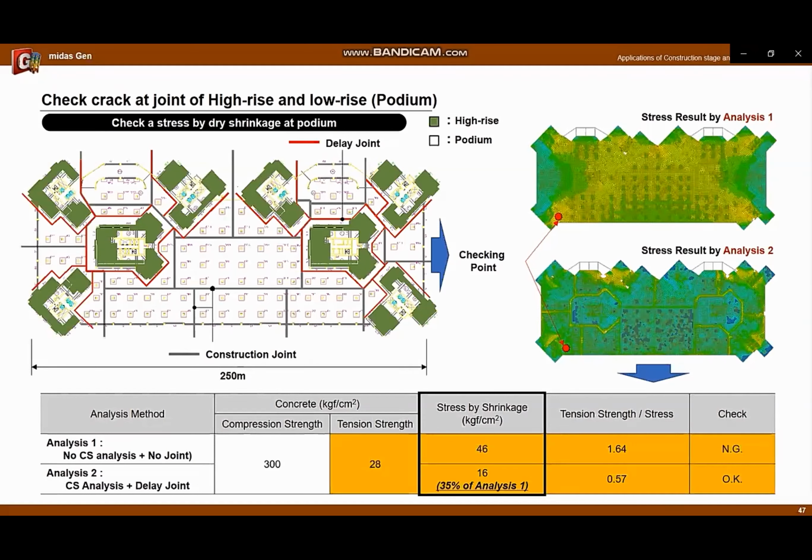This is the comparison for the two analyses. Analysis 1 is the result without considering the construction process and joints, and Analysis 2 is the result considering the construction process and delay joints. When the stress at the target point was compared, the result of Analysis 2 decreased to about 35% of Analysis 1, and it was evaluated that cracks did not occur.